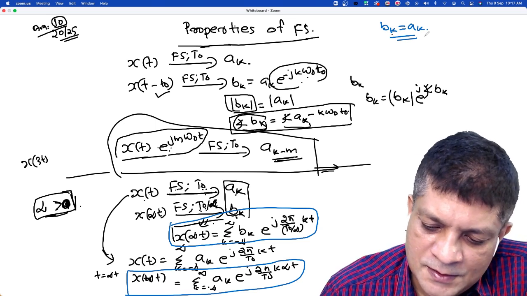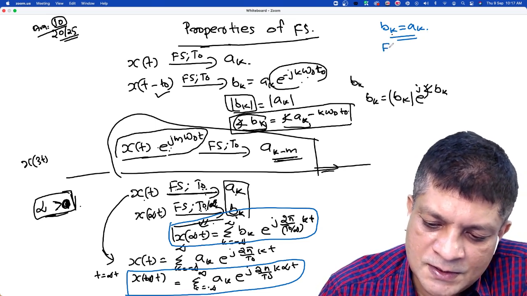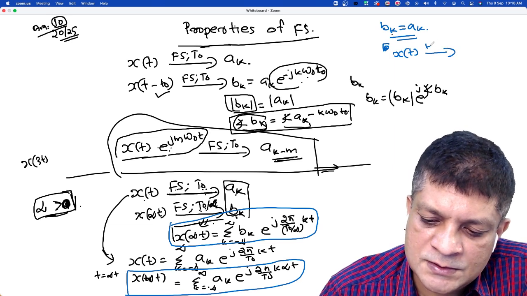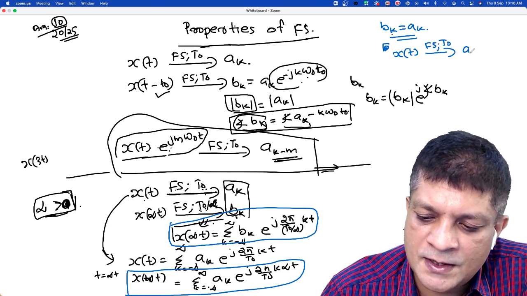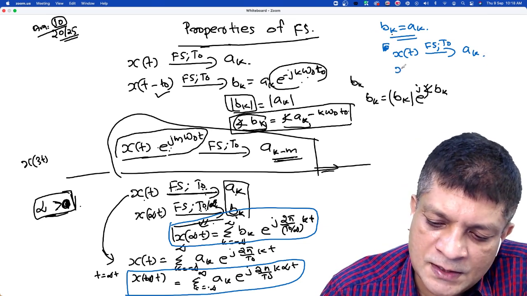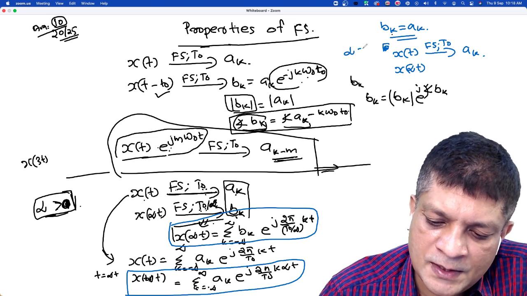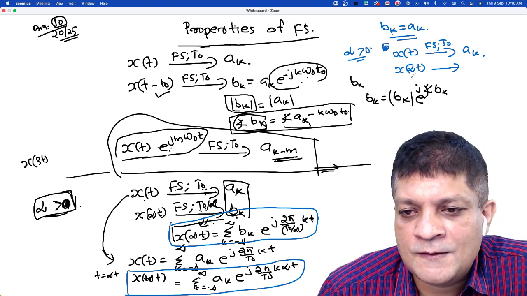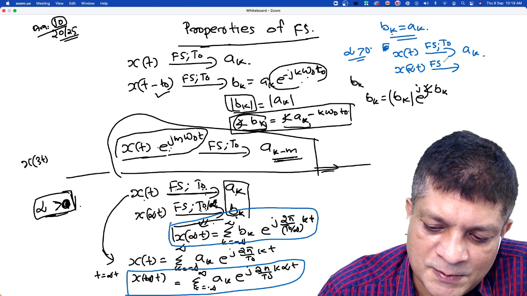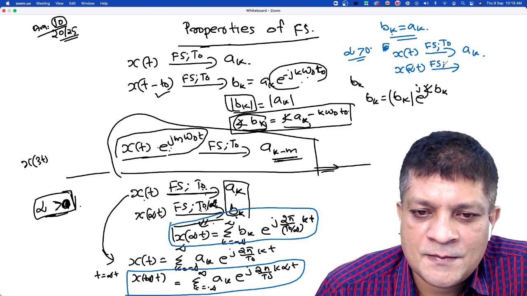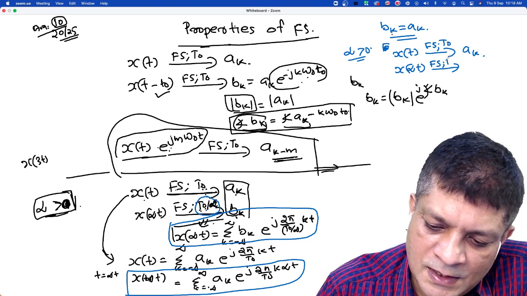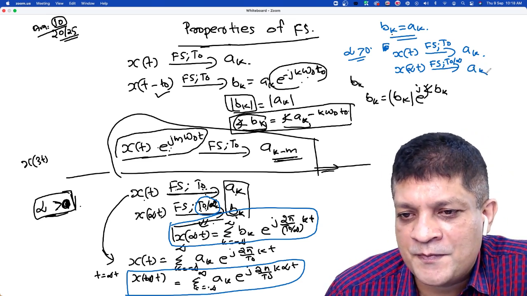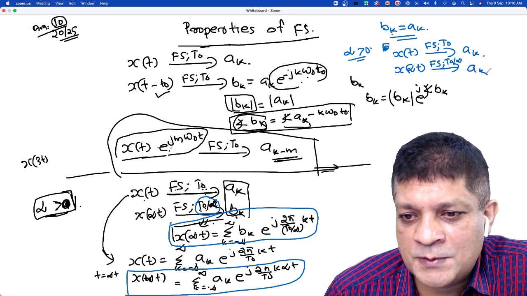So what is the property? If we have a periodic signal x(t), let's say its Fourier series with respect to its fundamental period T naught is ak, then if we consider any signal x(alpha t), where alpha is greater than 0, its Fourier series representation with respect to period T naught by alpha has the same coefficients AK. The Fourier series coefficients remain the same. That is what we have proved.